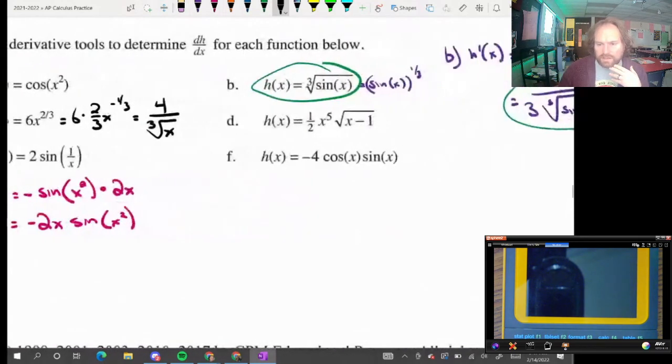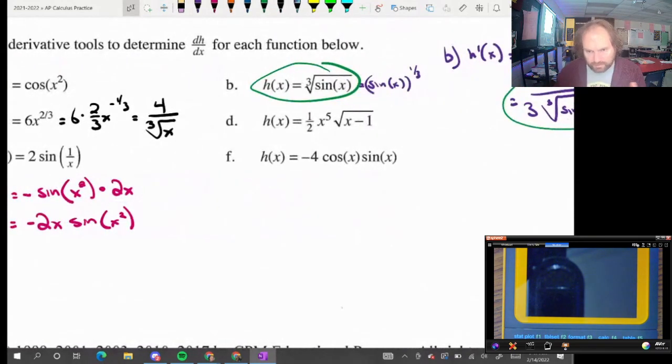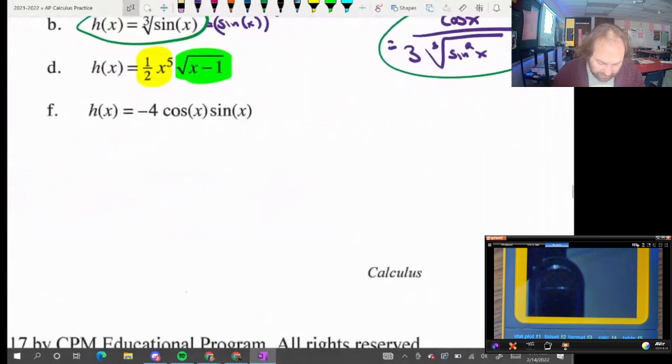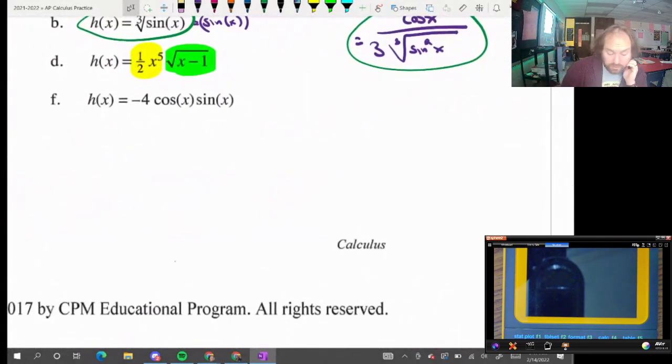For question D, here we have a product rule problem. If you recognize what's going on, you have a thing multiplied by another thing. So this is going to require the product rule. I do not see chain rule being necessary here. You might think chain rule is necessary for this chunk over here, and it kind of is, except the derivative of x minus 1 is just 1. So the chain rule is there, you just don't see it because it doesn't do anything.